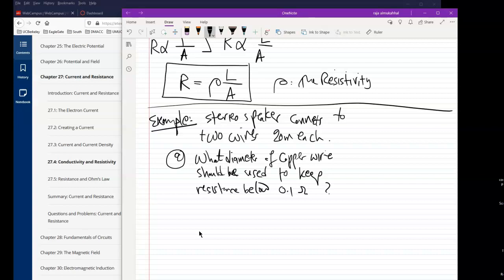Okay? And part B, if the current in each speaker is 4 amps, what is the potential difference? Basically, what is the voltage in this case?